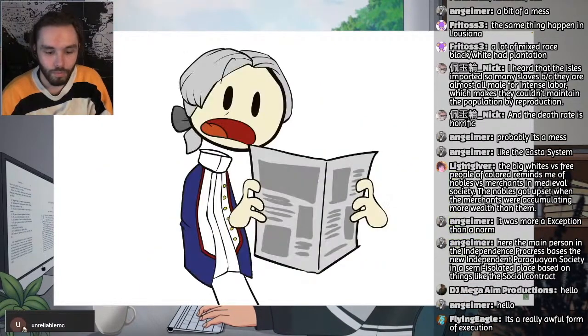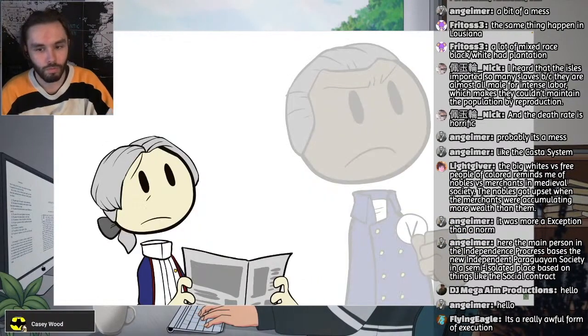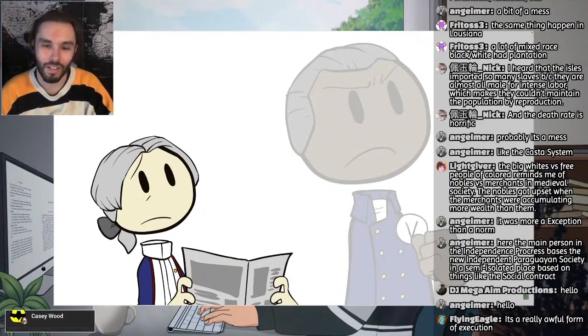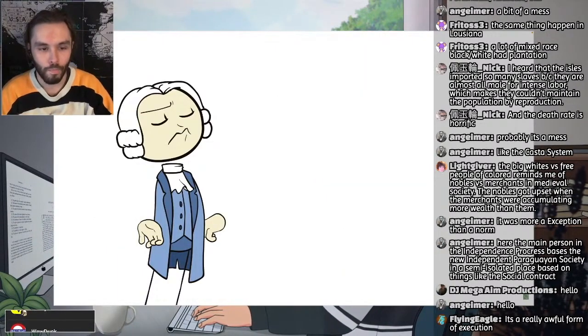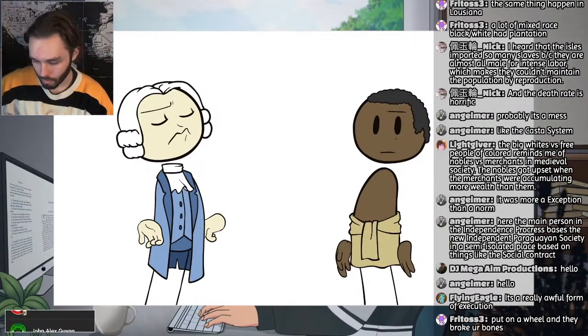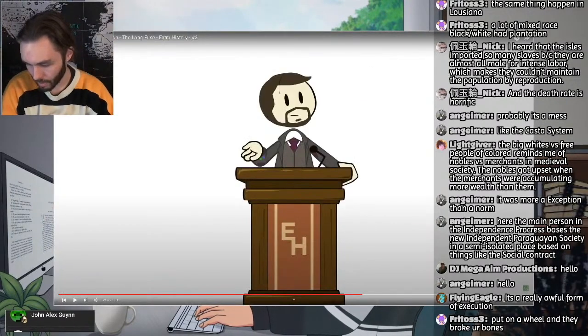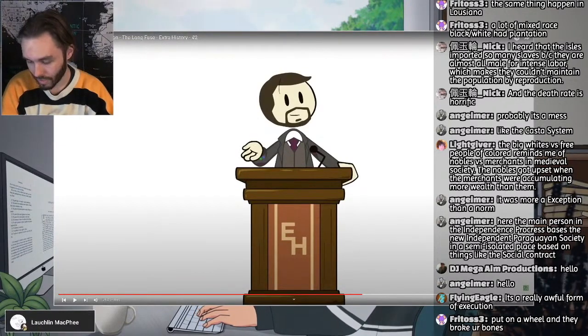Meanwhile, in France, Auger's death provided the Friends of the Blacks with new ammunition in the National Assembly. Here was a true revolutionary. They martyred him. As the political winds shifted, the big whites still refused to make concessions, even forcing the assembly to refer to the enslaved using the euphemism unfree persons. Put on a wheel and they broke your bones. Sounds terrible. It's a really awful form of execution.